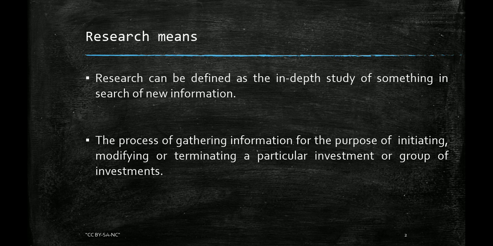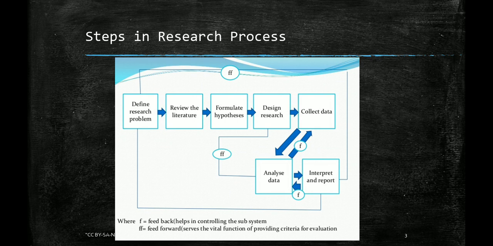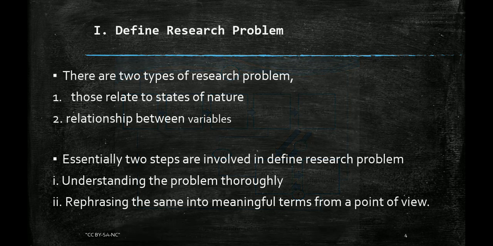What is meant by a research process is a series of various actions which are necessary for effective research work. There are 7 steps involved in a research process. It starts with defining a research problem.